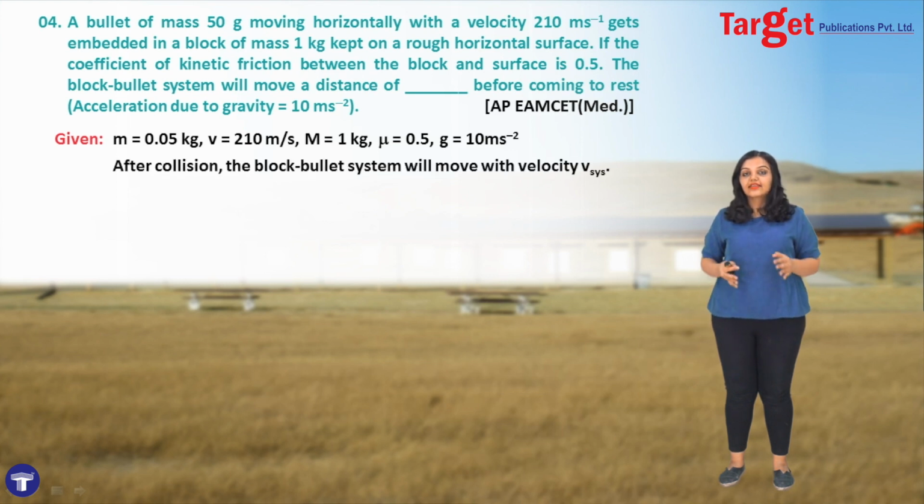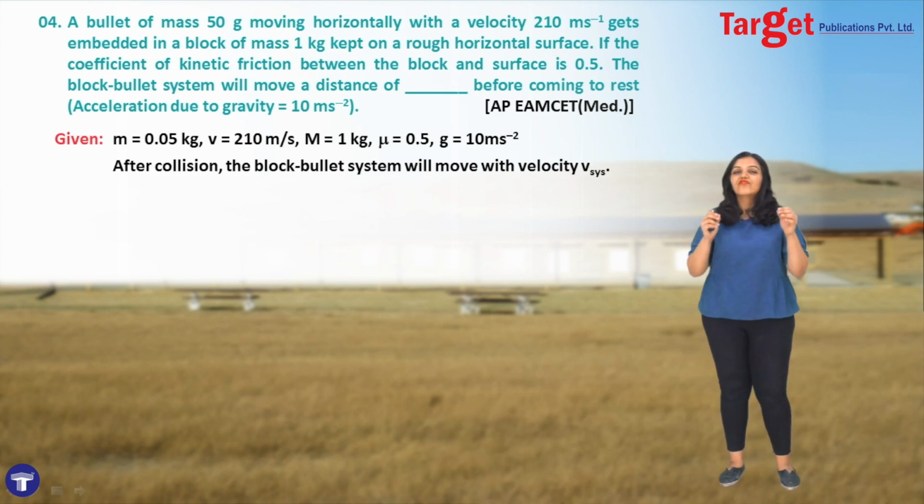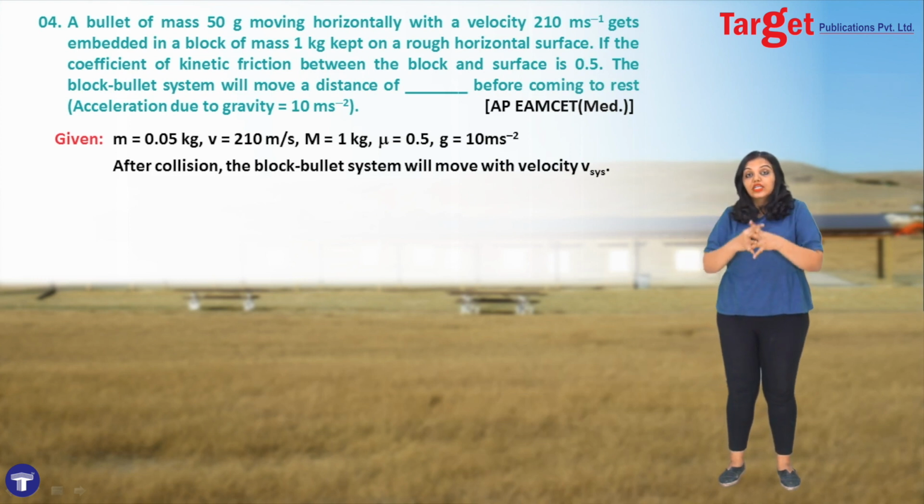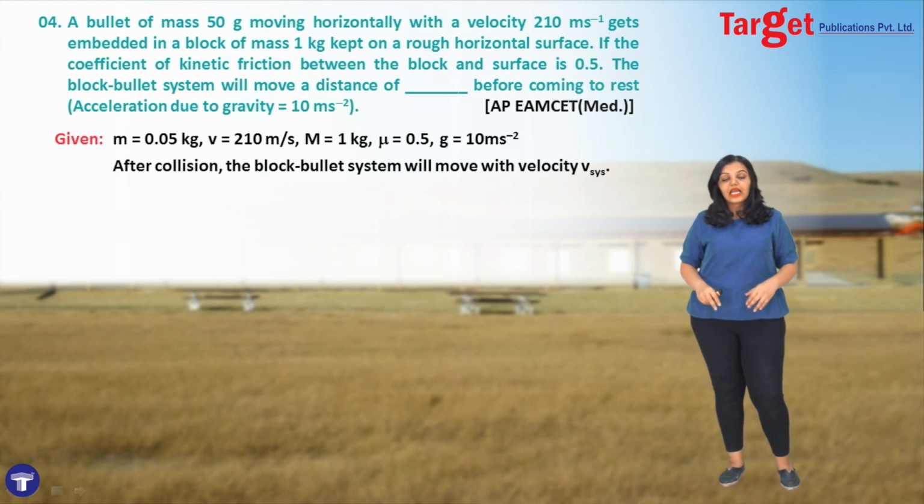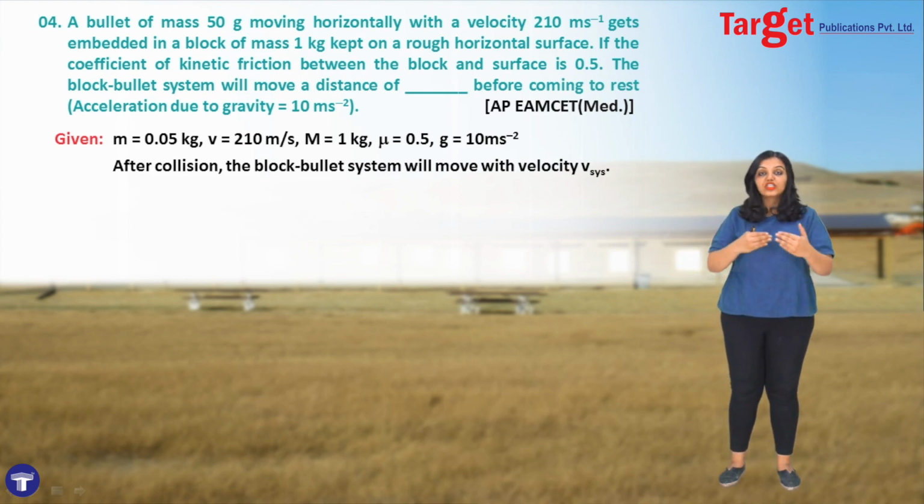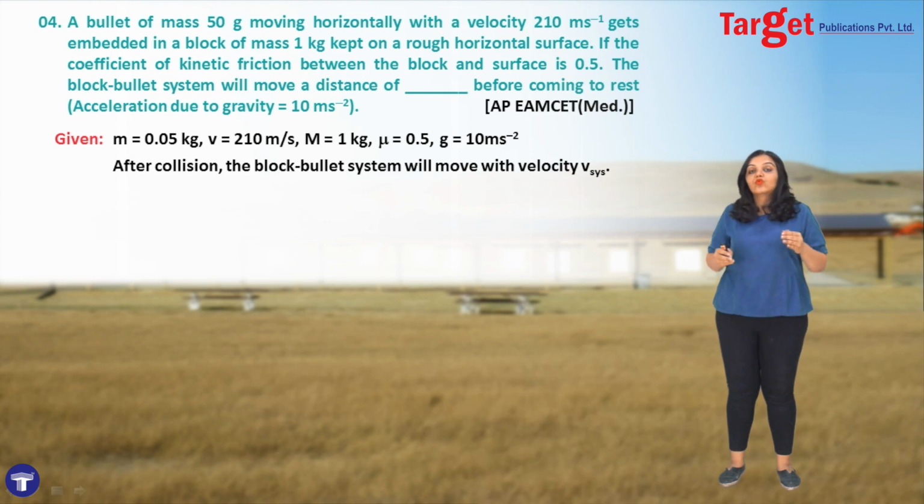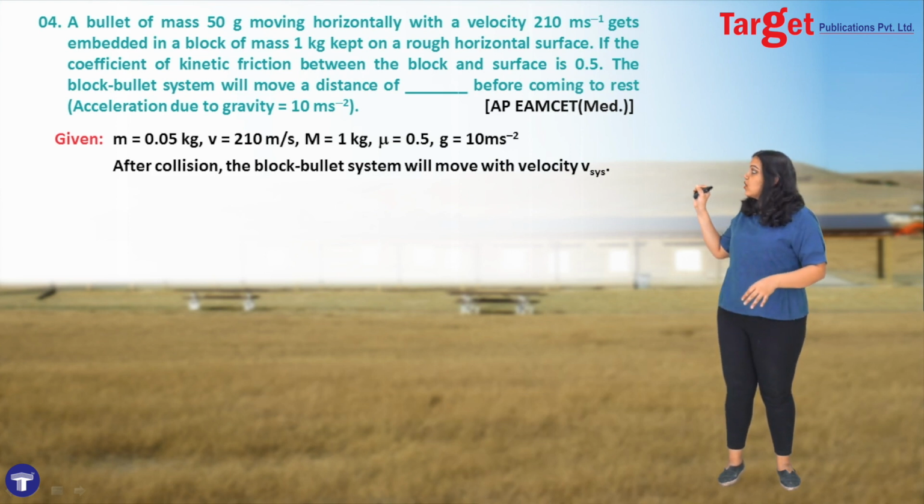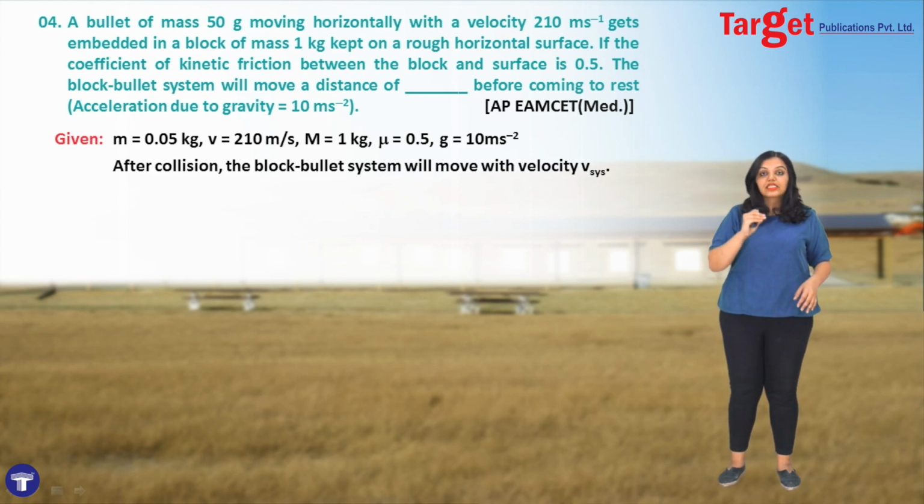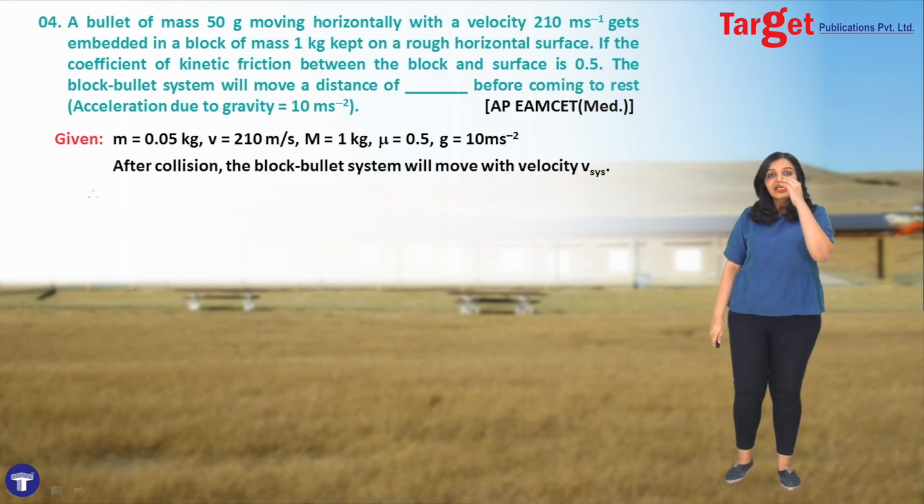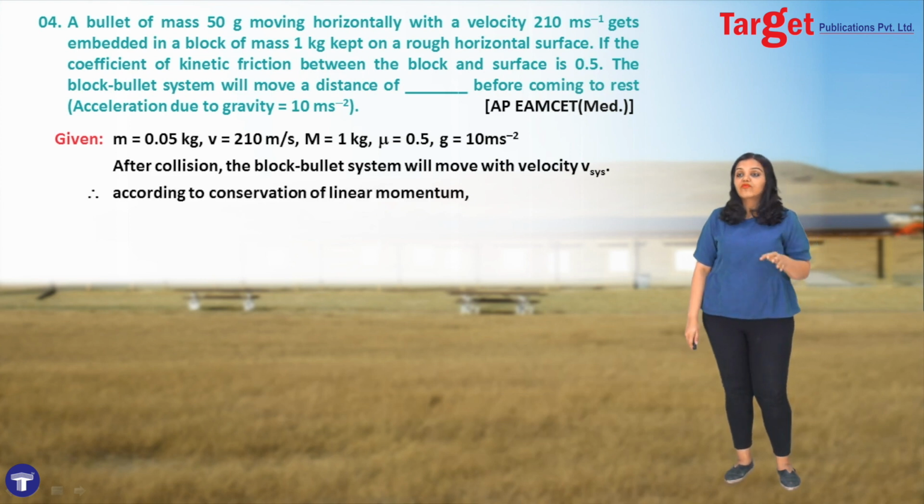Like I've already said, after collision, the block and the bullet move as one system together. This is nothing but the definition of a perfectly inelastic collision, that is, a collision in which the bodies after collision move together. The final velocity with which they move after collision is what we are denoting as the system velocity, V_sys. Now I'm ready to apply the law of conservation of momentum.